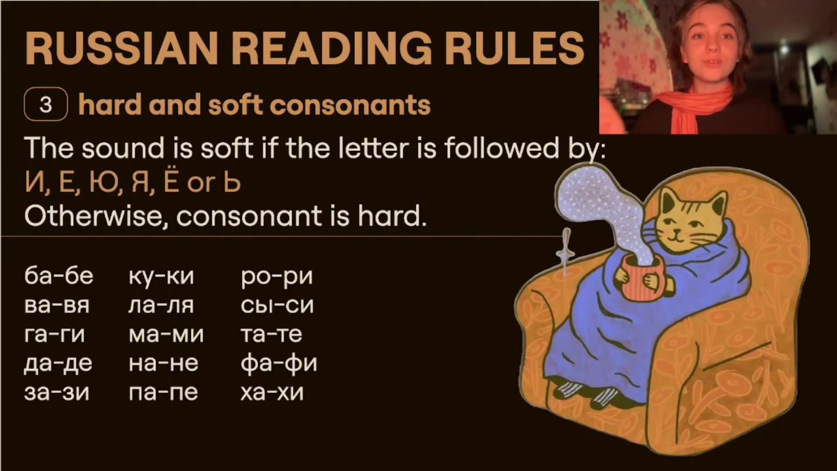Now we are moving to consonants. And here we're going to discuss hard and soft consonants. All consonant sounds in Russian are divided into groups, soft and hard. Sometimes the sounds create pairs. Both hard and soft consonants are represented with the same letter. So, how to understand if it's hard or soft? You need to look at the letter which goes right after the consonant. So the sound is soft if the letter is followed by И, Е, Ю, Я, Ё or a soft sign. Otherwise, the consonant is hard.